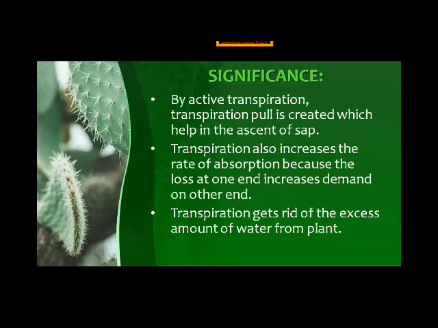Second importance: transpiration also increases the rate of absorption, because the loss at one end increases the demand at the other end. Obviously, if the transpiration process is going on properly, the demand for absorption will increase. It means the root function will be proper, because roots are responsible for absorbing water and minerals to maintain the transport system.